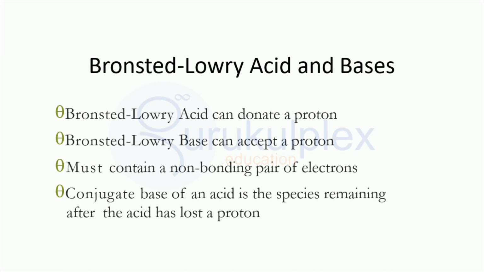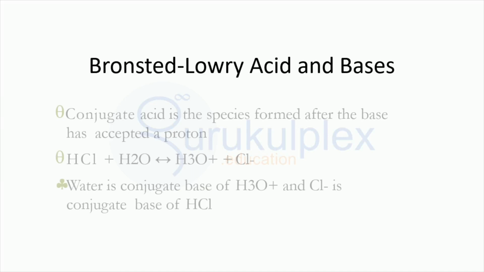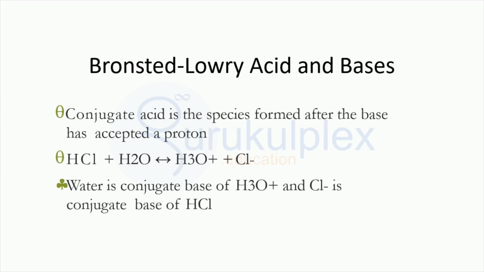For this to occur, both need to possess a non-bonding pair of electrons that is available to form a bond with a proton. When an acid donates a proton, its conjugate base is the species created after it donates the proton. HCl donates a proton to form H3O+, and the product of the reaction, H2O, accepts the proton.